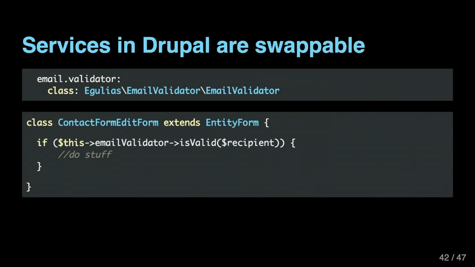And services in Drupal are swappable. This was a little hard to show in the Pokemon example, but one example of a service that you can swap out would be the email validator service, which is used in the contact form edit form to check if the recipient is valid. So this particular email validator service comes from the Egulias class, but essentially you could use any other email validator service and put it in place of the call for the contact edit form. So same functionality, different code. Swappable.